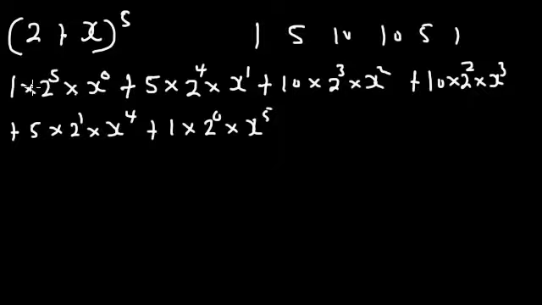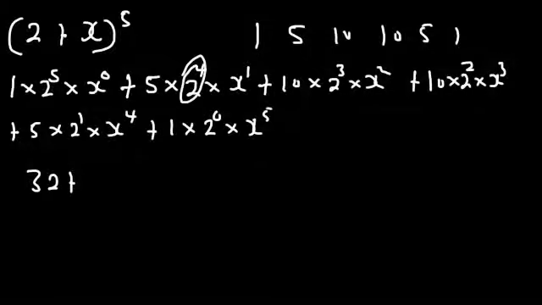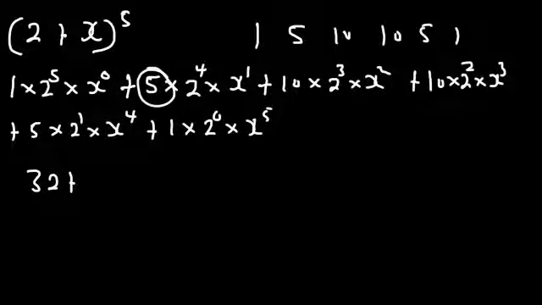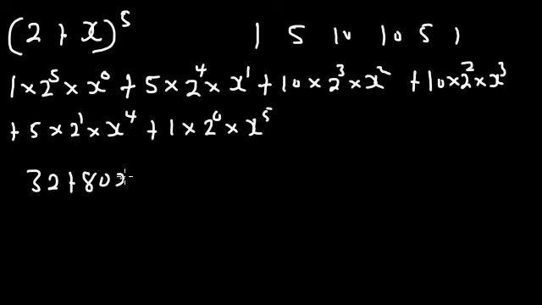Now let's do the number math. 2 raised to the power of 5 is 32. 32 times 1 is 32. And x raised to the power of 0 is 1. The product of these values is 32. So we have 32 plus, now 2 raised to the power of 4 is 16. And we multiply 16 by 5, we are going to have 80. Now x raised to the power of 1 is x, so we have 80x. Perfect. Plus, now 2 raised to the power of 3 is 8, we multiply by 10, we still have 80, and now we have x squared, plus another 80x squared.